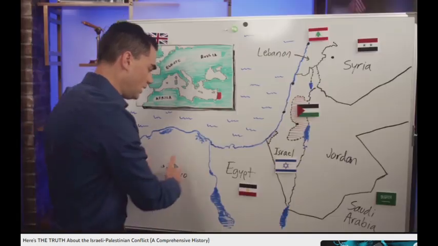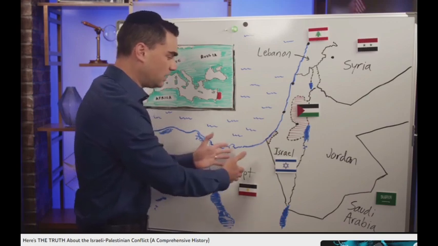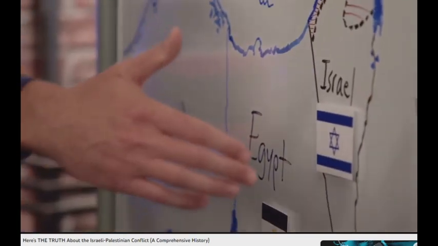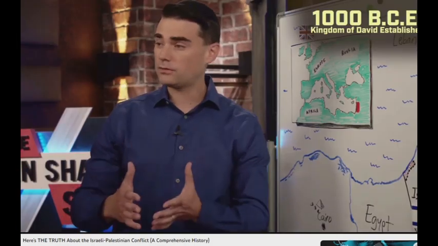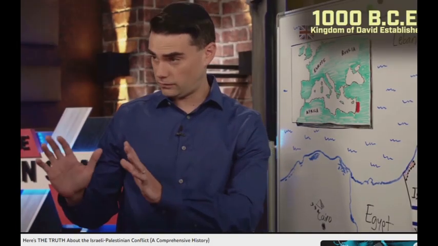So the Jewish people go out here. They pass through the Red Sea. They end up wandering around in the desert, and then they enter the land of Canaan, which is this whole area. By about 1000 BCE, the kingdom of David is established.